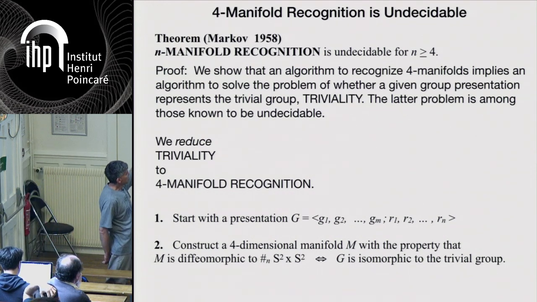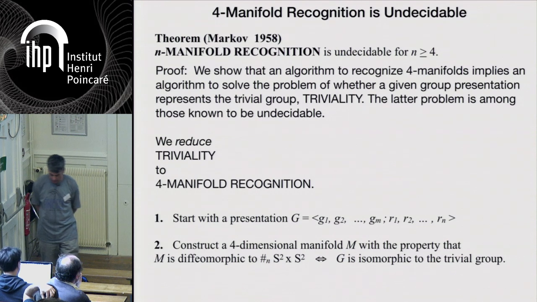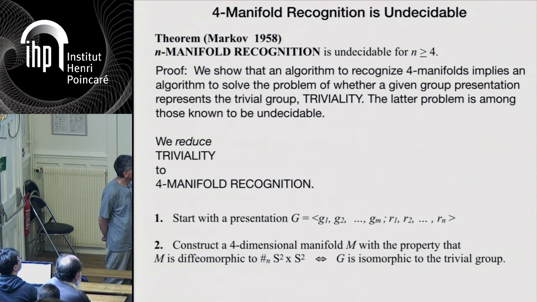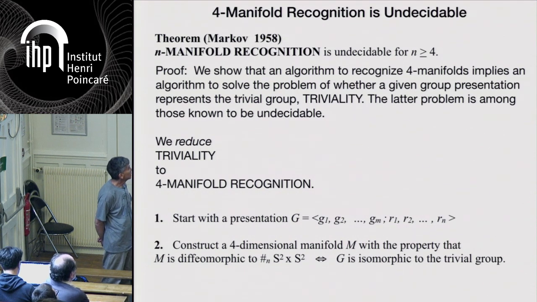So we'll start with a presentation of a group, and we'll show that if we can recognize this four-manifold we construct, then we can determine whether G is the trivial group. This is called a reduction. So there is a connect sum of n copies. N is the number of relators. So we start with a presentation with m generators and n relations of a group. And then we're going to construct a certain manifold, and that manifold is going to be homeomorphic or diffeomorphic, either one, to connect sum of S2 cross S2s if and only if G is trivial.